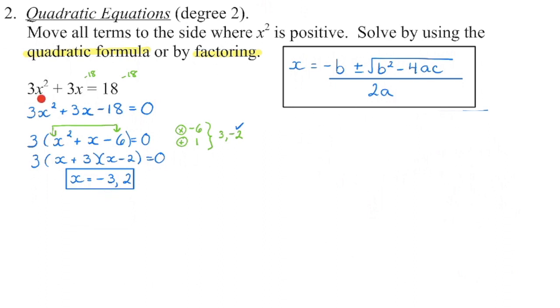Put in the 2. 2 squared is 4 times 3. That term has a value of 12. 2 times 3 is 6. 12 plus 6 is 18. We know that solution is also correct.